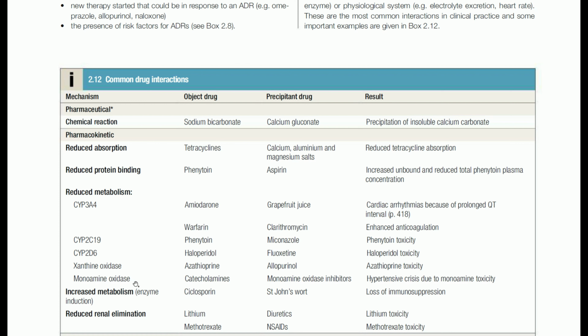Monoamine oxidase, catecholamines, precipitant drug monoamine oxidase inhibitors. Result, hypertensive crisis due to monoamine toxicity. Increased metabolism, enzyme induction. Cyclosporin, St. John's wort. Result, loss of immunosuppression.